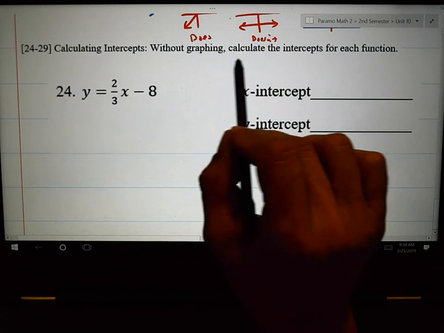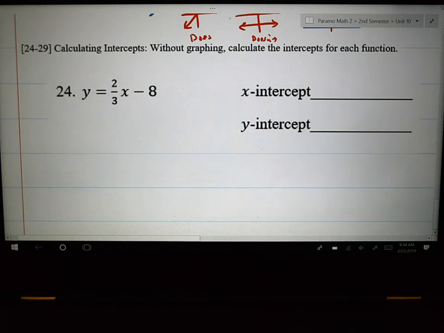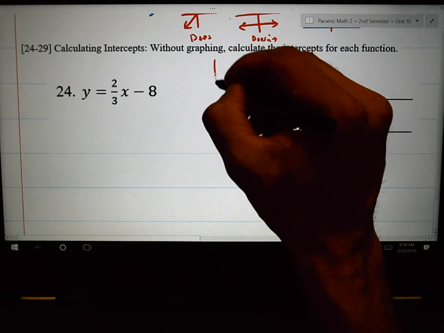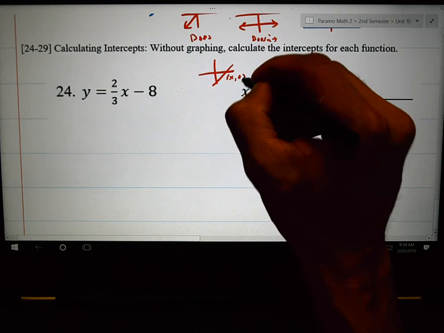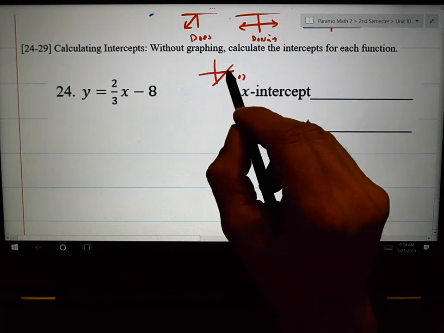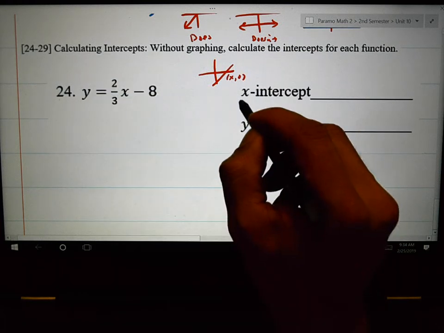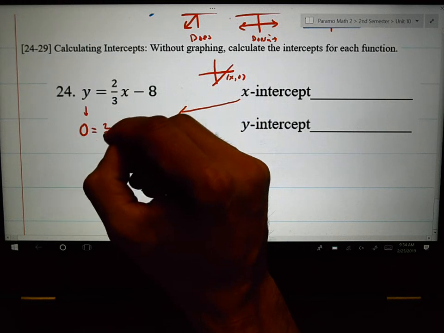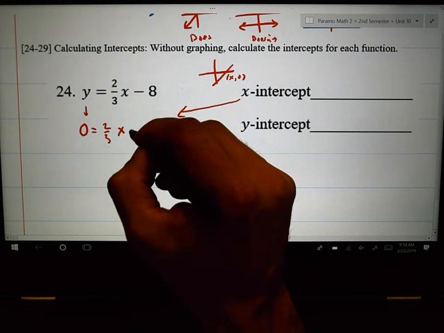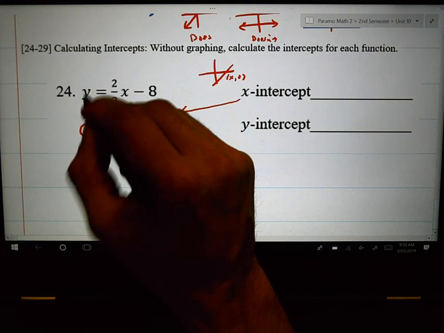Without graphing, calculate the intercepts. So far, we've used the picture to figure out all the intercepts. But is there a way mathematically to figure it out? Sure. If you remember that the x-intercept is where there's an x comma 0, the 0 goes in for the y. All you have to do, if I'm trying to find the x-intercept, I can just plug in 0 in for y and figure out what x has to be to produce a y coordinate of 0.